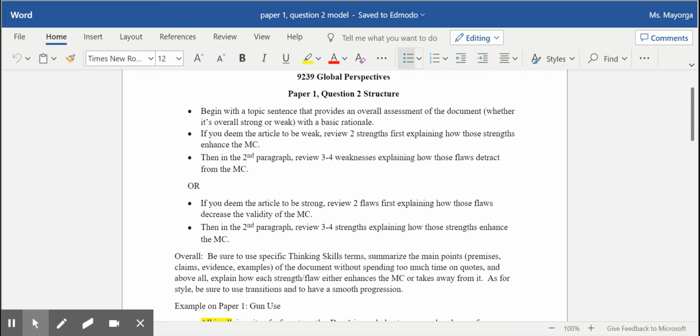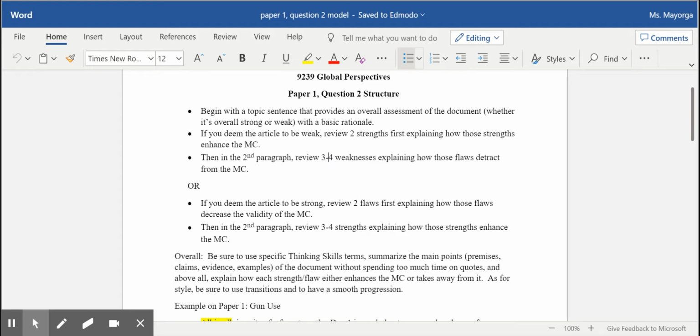And then in the second paragraph, you do the opposite. You review 3 to 4 weaknesses, explaining how these weaknesses detract from the main conclusion. Basically, they diminish it and make it less likely for a reader to believe it. If you deem the opposite to be true, then you do the reverse. First, review 2 flaws, and then in the second paragraph, 3 to 4 strengths.